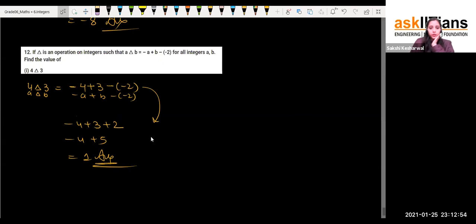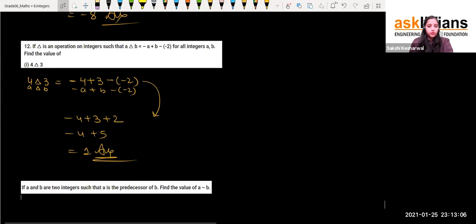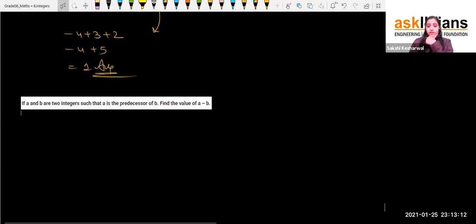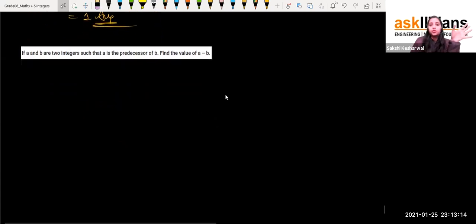Okay, I'll give you one more. See, such type of questions generally come for your Olympiad level, right? So it's like in your IMO type questions, right? So let's do this. See, it says that a and b are two integers such that a is the predecessor of b, then what is the value of a minus b? If such type of question comes and you think, oh my goodness, this is something very tough, so what do you do? It's like say a and b are two integers such that a is the predecessor of b, right?